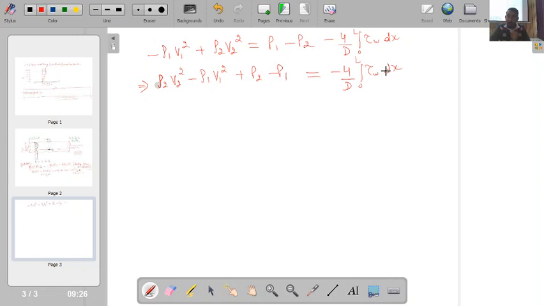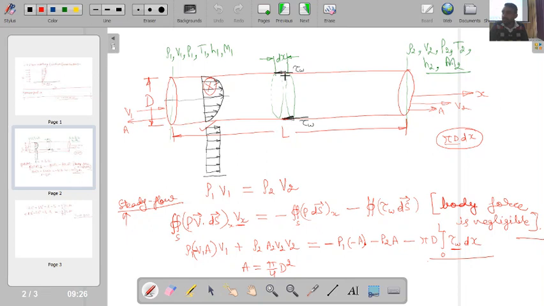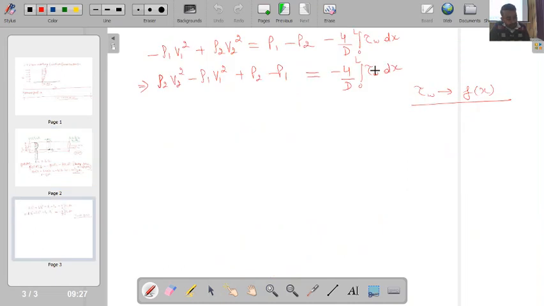Now it is important to mention that wall shear stress is nothing but a function of x. So it's not constant at each and every location of the pipe. When you shift from left to right, the value of wall shear stress will keep on changing. As wall shear stress is a function of x, to perform this integration I should know this functional relationship. So initially I will consider that this functional relationship is not known to me.